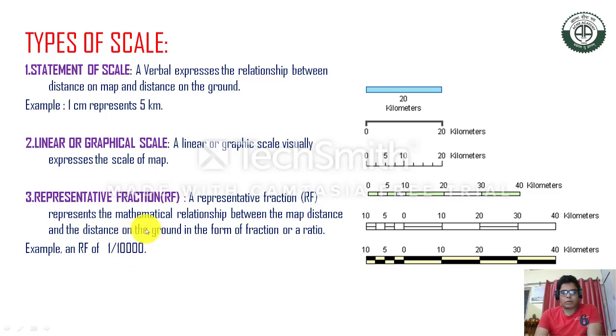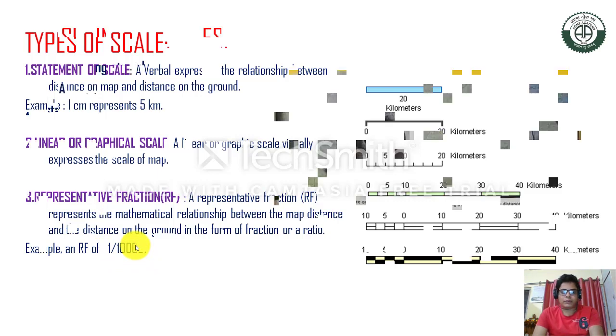So this is called the representative fraction. Most cartographers or geographers use this representative fraction or RF scale, and perhaps you can see that in your book it is already mentioned. Most maps mention this type of scale, means 1 is to 1 lakh, 1 is to 5 lakh, 1 is to 10 lakh. So these are the scales, the representative fraction.